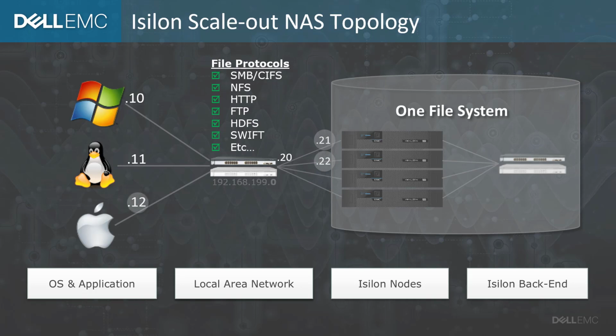And then just follow the pattern. The third machine can come in, connect to .20, and then that's going to go to node number 3. And then let's say we come back around, another Windows machine wants to connect to the cluster. It's going to go to node number 4, and so on and so forth.